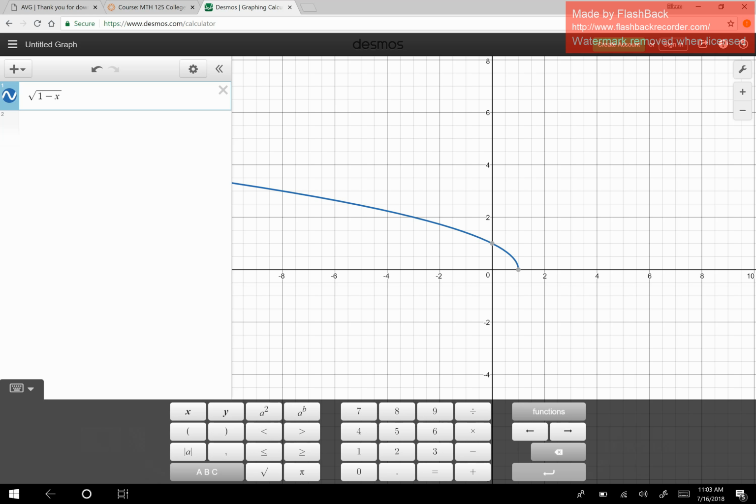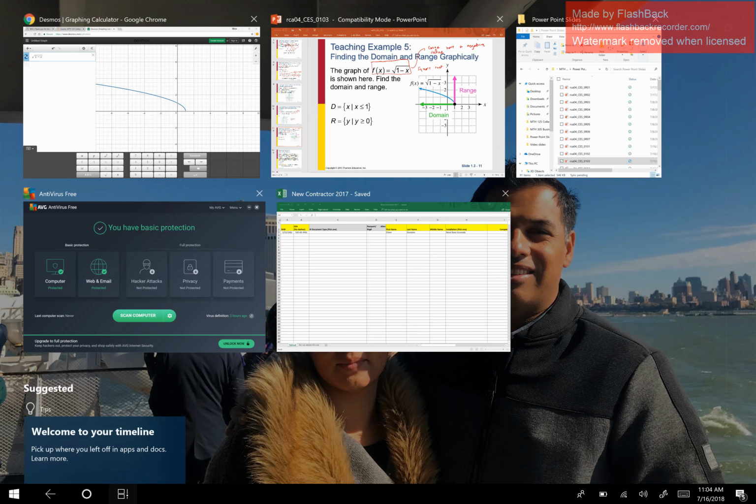It's very similar to what you see on the PowerPoint, okay. And so notice there's no negative y values here. There's nothing below the y axis, okay. And again, we're going to talk about x-intercepts. There's one at 1 and 0, and there's a y-intercept at 0 and 1. So again, this is how you graph the function.